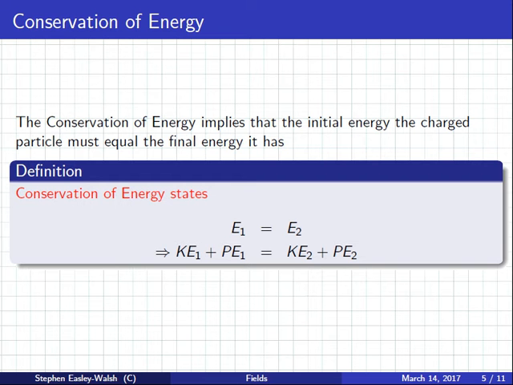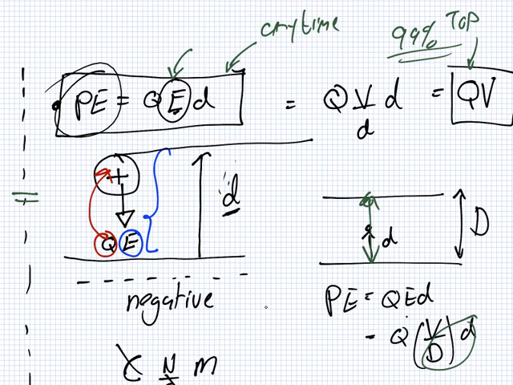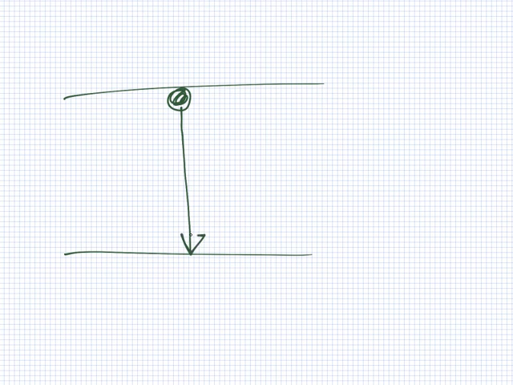Good. Not only start and end: kinetic plus potential at one point in time must equal the kinetic and potential at a different point in time. This is true as well when we're looking at particles and fields. So for example, here's the particle here, and then it gets attracted to this plate here. It has kinetic energy, which is equal to a half mv squared.